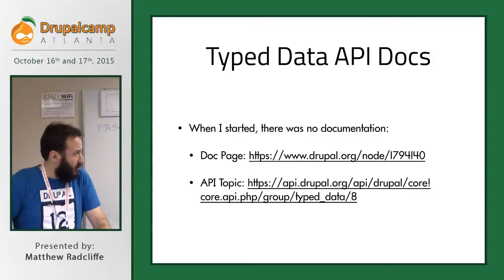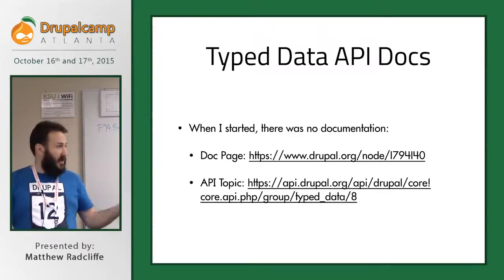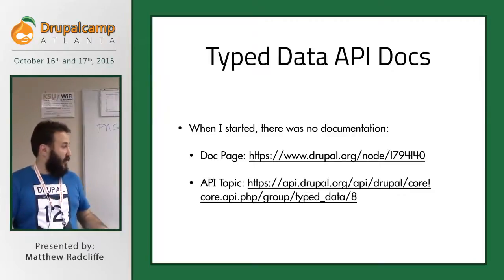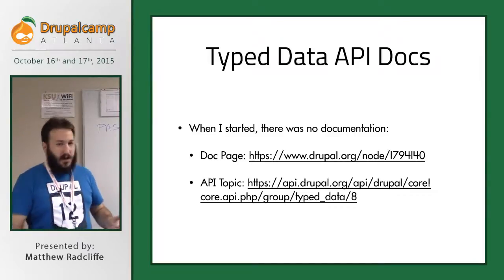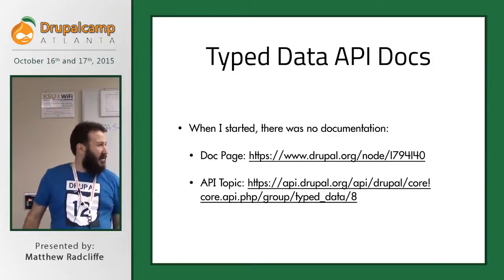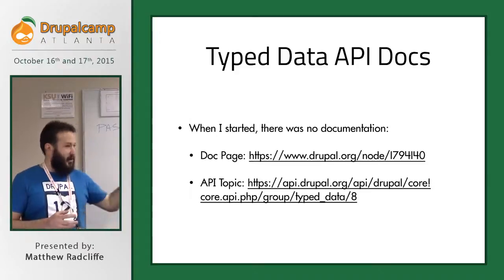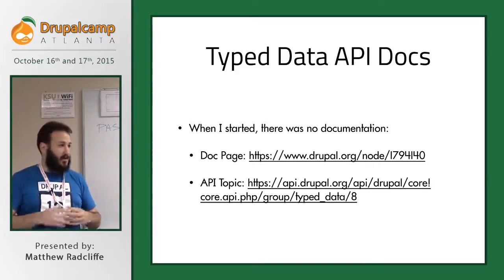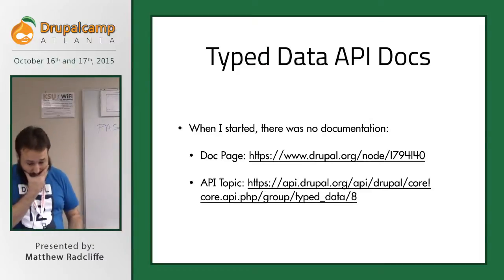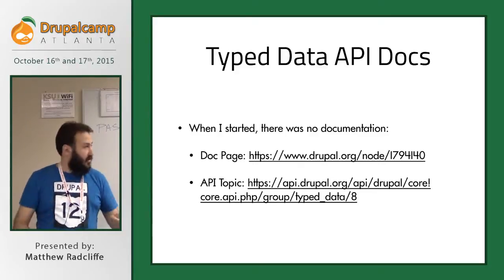And before, in the other sessions that I've given about type data, these documentation pages either didn't exist or they weren't filled out at all. So starting, I think, in Los Angeles, I actually filled out the doc page a little bit on type data. And on the API site, there's also a topic now on type data. And it's probably not as verbose, but it can be a good start.